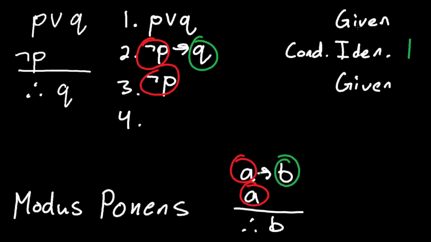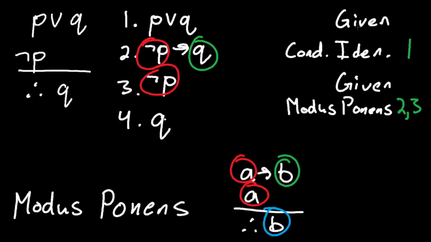Here's the thing. We have the structure to use modus ponens. We have not P and not P, which is A. We have A's in this case for modus ponens, and we have Q here. So what can we do? Well, we can apply modus ponens to lines 2 and 3, right? And look at modus ponens. It simplifies to the part on the right side of this arrow, which is B. And remember, B in this case is Q. So we can write down Q here.